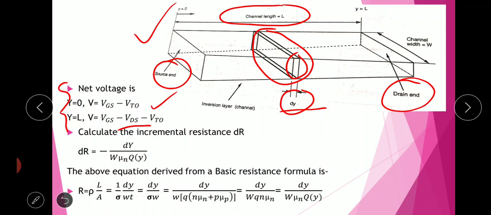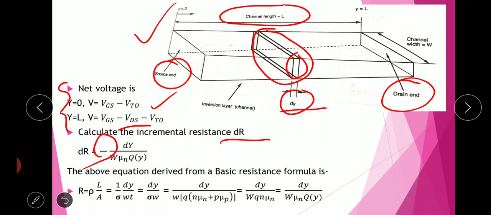Now we will calculate the incremental resistance, that is dR. The equation is dR equal to minus dy divided by W mu n Q of y. The minus is given for the charge of the electron, which is negative. The above equation is derived from a basic resistance formula, that is R equal to rho L by A. Rho is the resistivity, which is represented as 1 by conductivity, 1 by sigma.